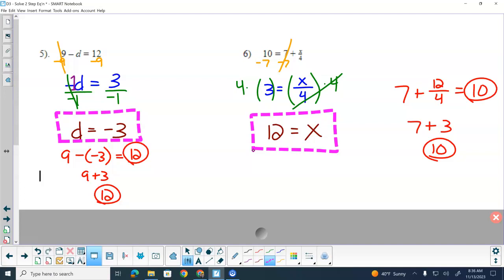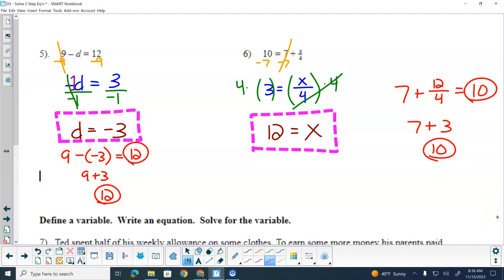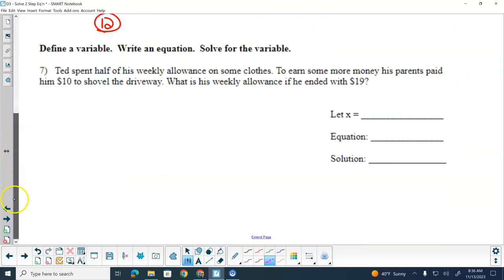Let's do a word problem. We haven't done a word problem in a while. Okay. Let's do a word problem.